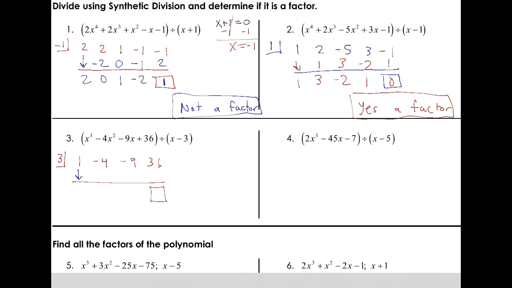This comes down. 3 times 1 is 3. Negative 4 plus 3 is a negative 1. Negative 1 times 3 is negative 3. That adds together to be a negative 12. 3 times a negative 12 is a negative 36. That's a 0. So, yes, a factor.